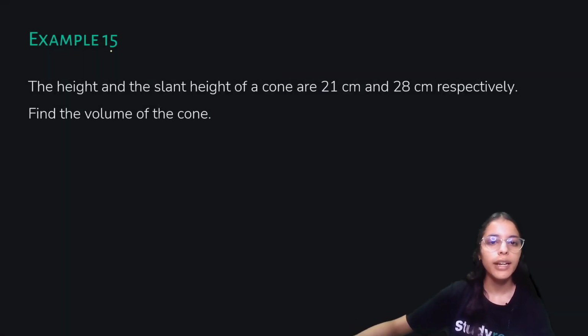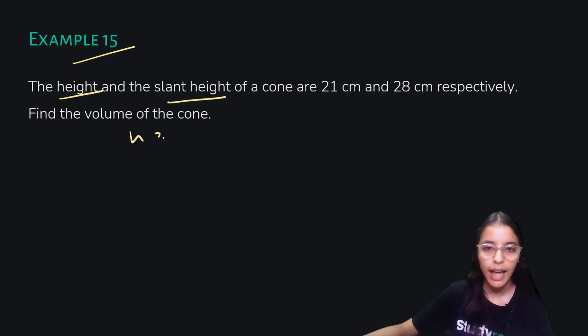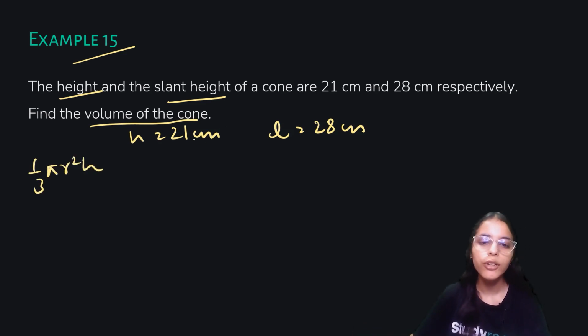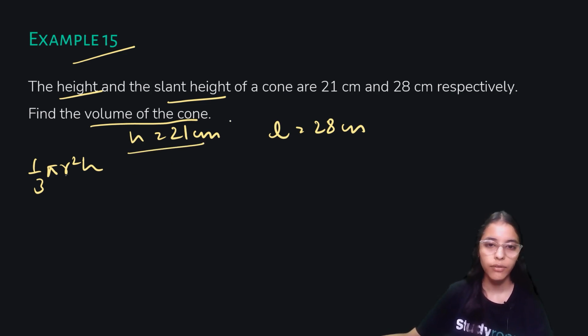Now let us move to our example number 15, in which the height and slant height of the cone are given. We are given height as 21 centimeter and slant height as 28 centimeter respectively. We have to find the volume of the cone, 1 by 3 pi r squared h. I have already told you that there is no L in here, so we'll have to get r. We already have h, we have to get r from L.